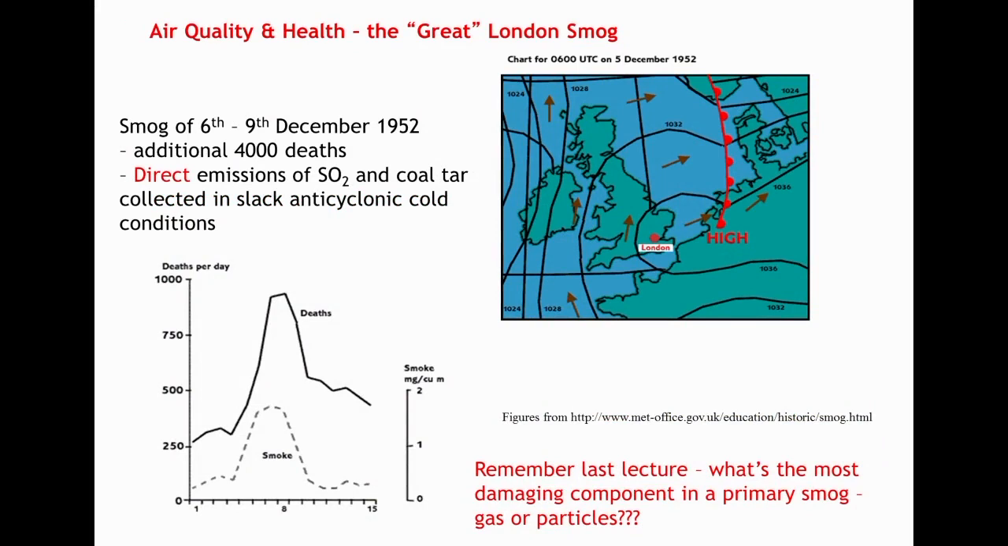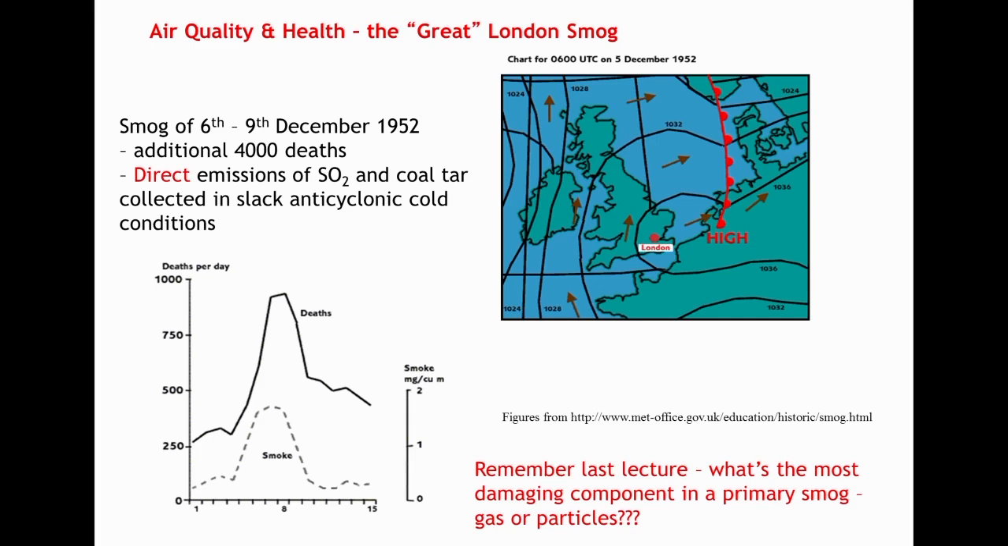Remember last lecture. What was the most damaging component of primary smog? So the London smog was an example of one of the early primary smogs, not photochemical smog. So if it's not photochemical, what's the most dangerous stuff? Why did the deaths go up? Do we know what was particularly horrible about the smog in London? Sulfuric acid. So where was that? Is it a gas or is it a particle? It's attached to the smoke particles.